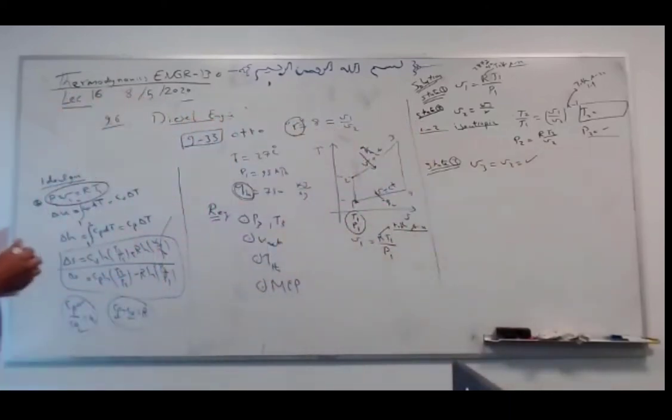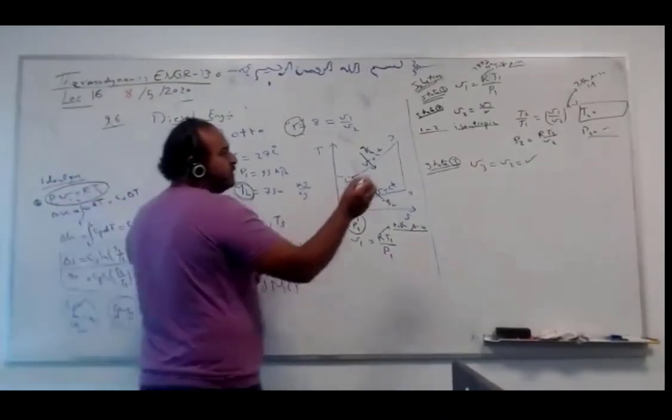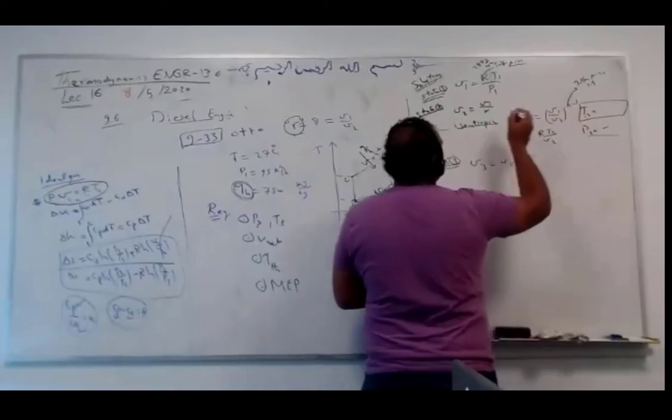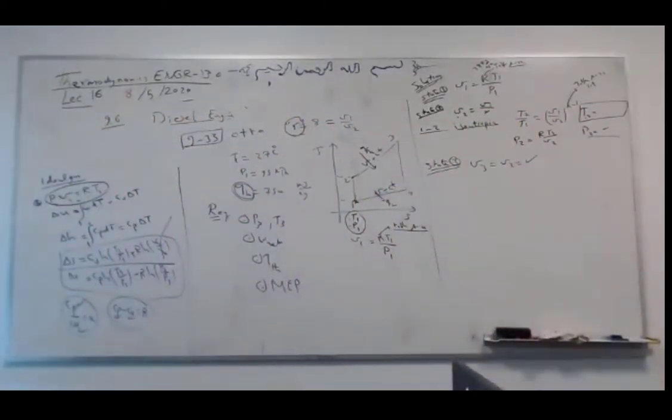We need another independent piece of information to have everything at state 3. So remember the state postulate: if you have two independent intensive properties, you can get everything, like P, U. So what else, guys, can we get? Somebody can help me? What else did he give us to get T3, for example, or P3?